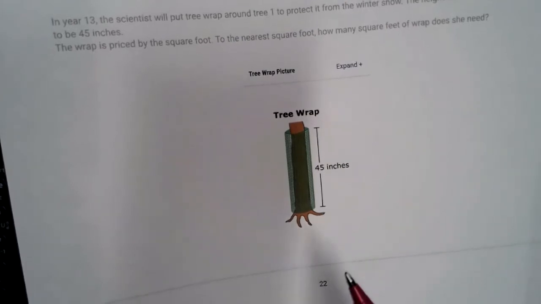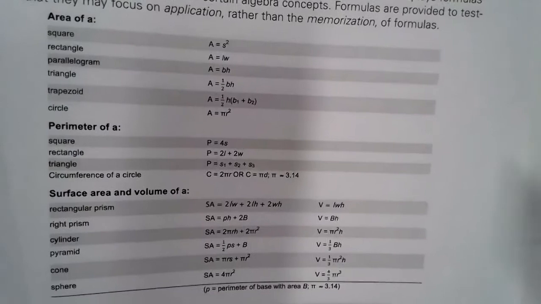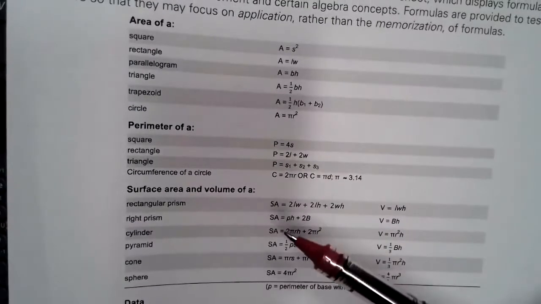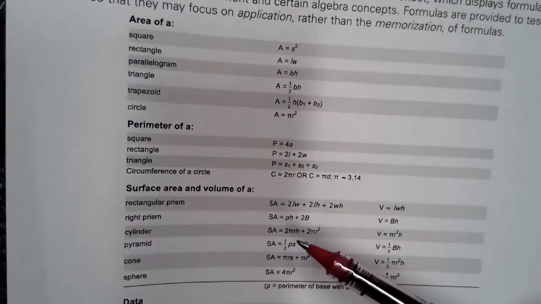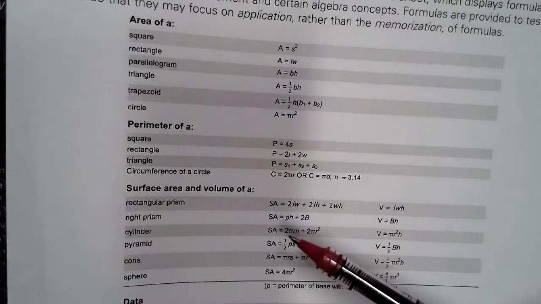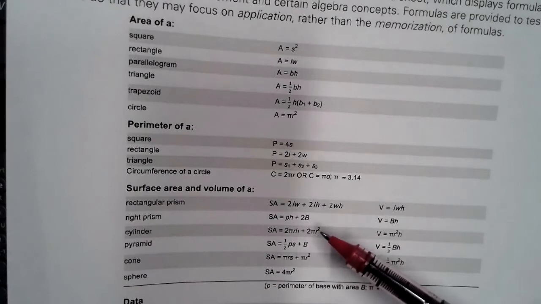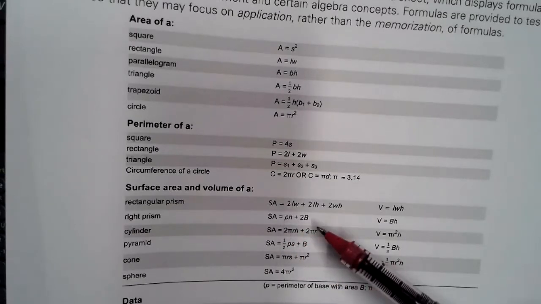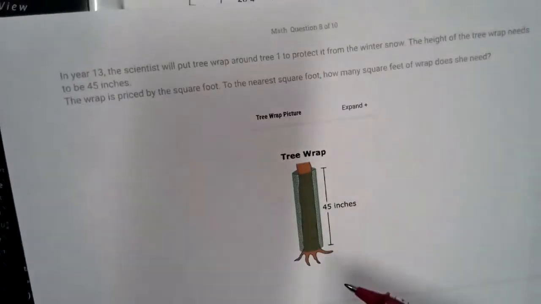So look carefully at this picture. This is a cylinder. It's surface area for a cylinder. So we're going to look at our formula sheet. We're looking for cylinder, surface area. All right, now you see here, surface area equals 2 pi radius times height plus 2 pi radius squared. For this particular problem, you are going to cross off this part.